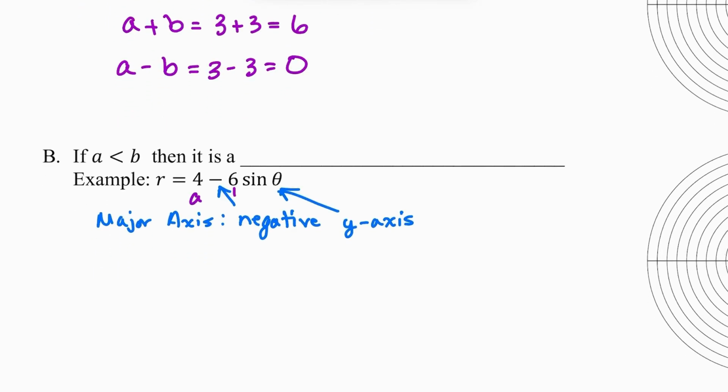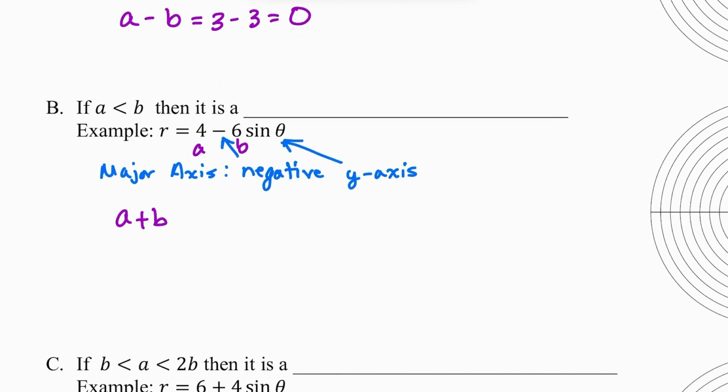A is going to be 4 and B is going to be 6. So when I ask you to figure out what is A plus B, well, it's 4 plus 6, which is 10. And I have some people that ask, well, I thought 6 was negative. No, that negative sign determines if it's a positive or negative axis. The B and A on its own are always positive. So when you do A minus B, you do 4 minus 6, which is going to be negative 2.